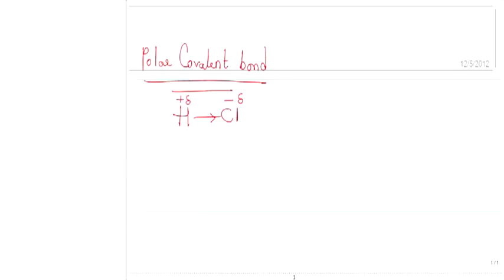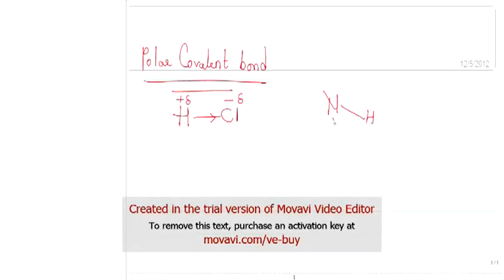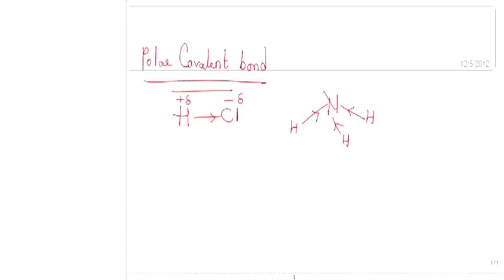You can have many such examples. You can have ammonia, in which nitrogen is more electronegative, and the electron pairs of the covalent bonds formed between nitrogen and hydrogen would remain more towards nitrogen.